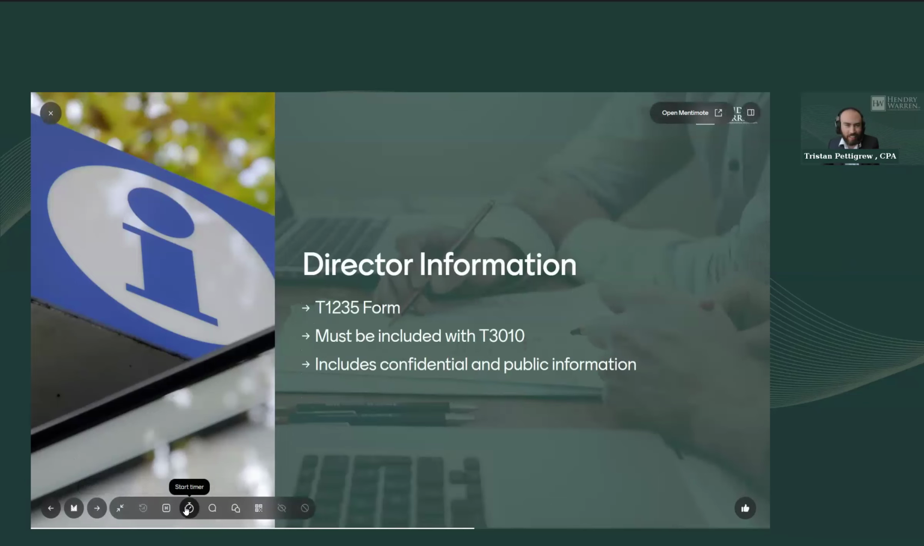Okay, so the second main section of the T3010 now is information on the directors and trustees. This information is prepared on a separate form called the T1235. Even though it is a separate form, it does have to be included with the T3010 upon filing. So it's really all part of that T3010 registered charity information package.